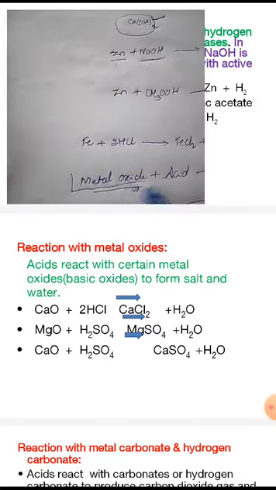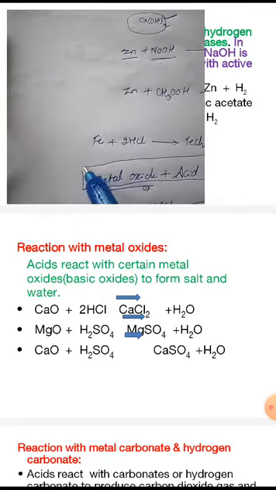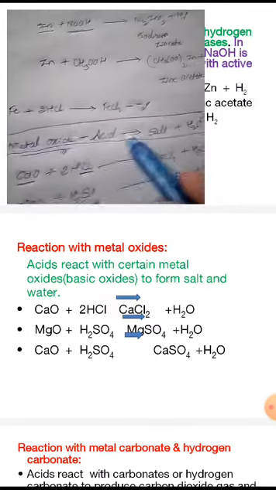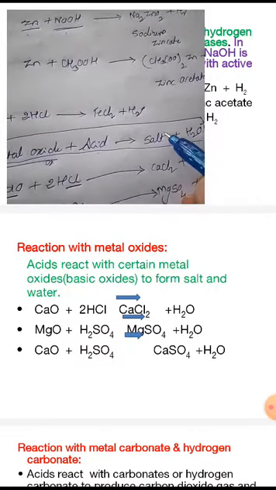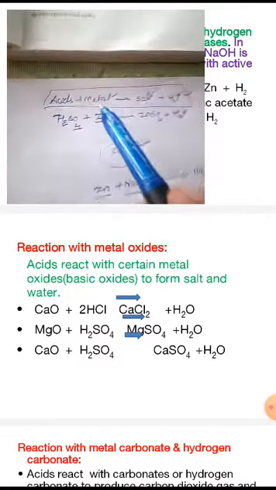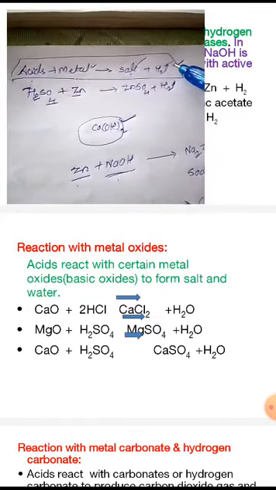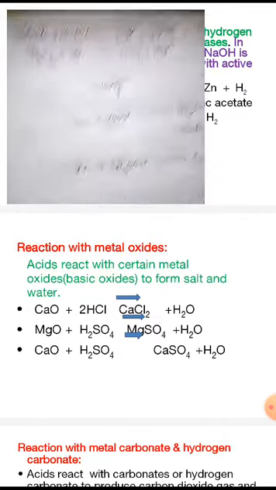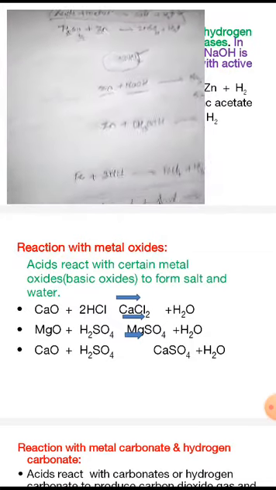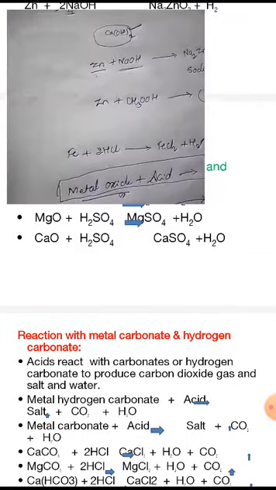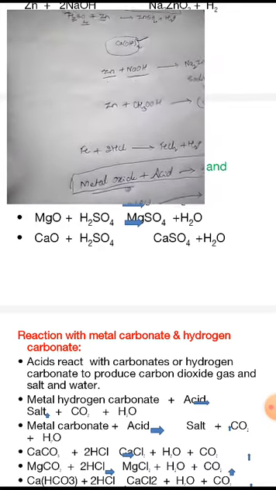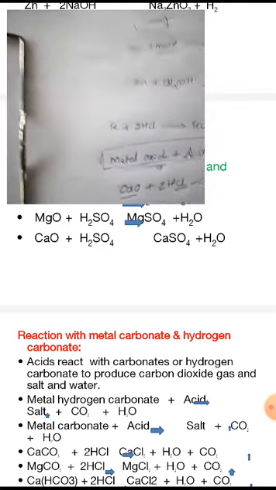You have to remember this general formula. What is the general formula? Metal oxide reacts with acid, it produces salt and water. Only metal reacting with acid or base produces salt and release of hydrogen gas. Okay, then what happens when a metal carbonate or a metal hydrogen carbonate reacts with the acid?